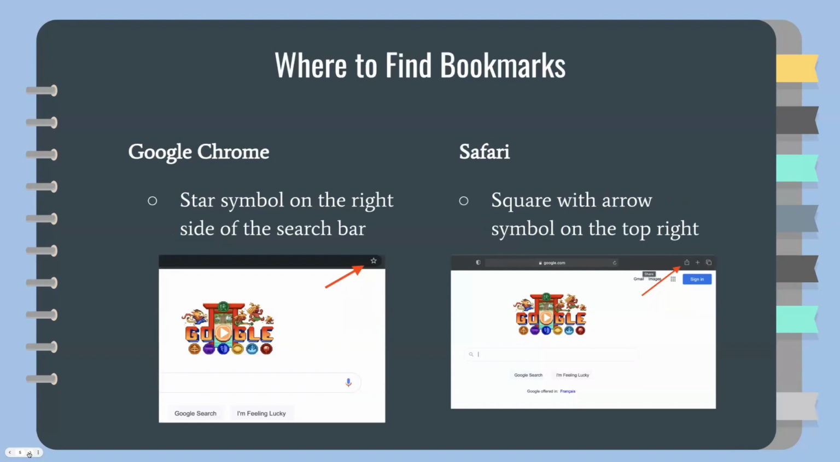Where to find bookmarks? On Google Chrome, a star symbol on the right side of the search bar. And on Safari, it's going to be the square with arrow symbol on the top right.